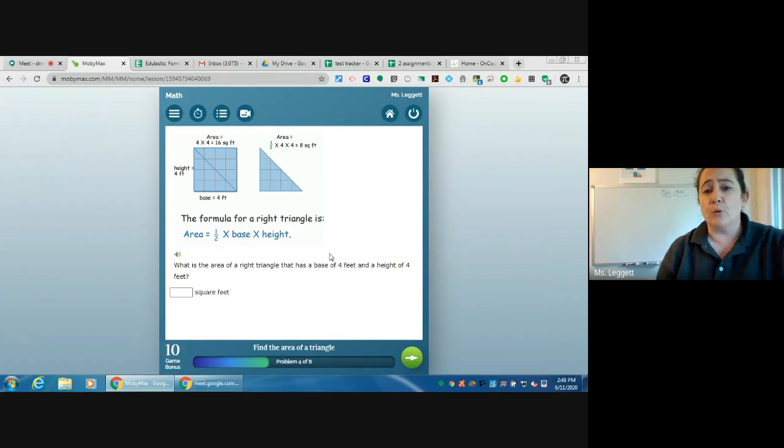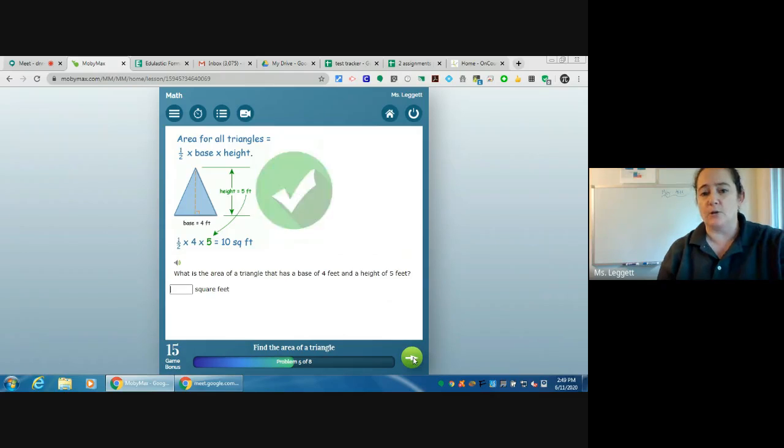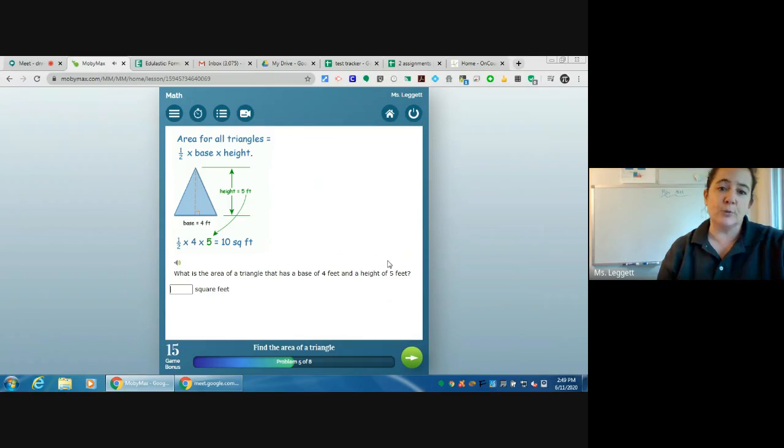So I want you to do what works for you. If you don't like this fraction being here, then you can just say 4 times 4 divided by 2. 4 times 4 is 16. 16 divided by 2 is 8. So it should be 8 square feet. If it doesn't bother you to have the fraction there, it would be half the base, which is half of 4 is 2, and then 2 times 4 is 8. So no matter what you do, you're going to get the correct answer. But you have to do what works for you, okay?